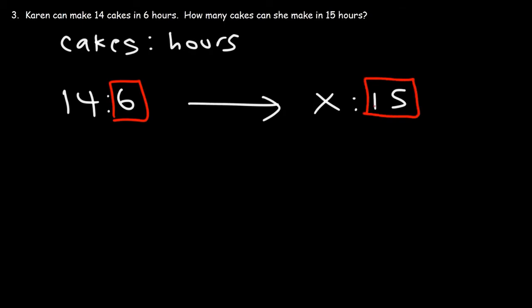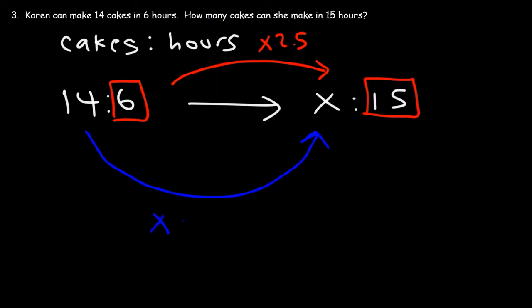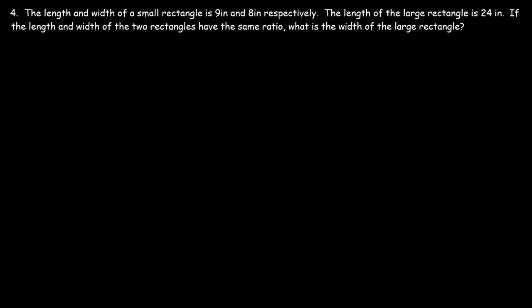What do we need to multiply 6 by to get to 15? 6 times what number is 15? If you're not sure, divide. 15 divided by 6 is 2.5. So you have to multiply 6 by 2.5 to get to 15. Likewise, to find x starting from 14, you must also multiply that by 2.5. 14 times 2.5 will give us the same answer, which is 35.